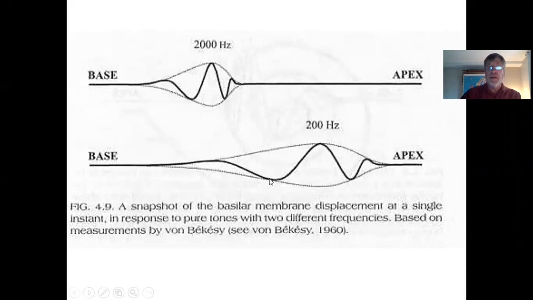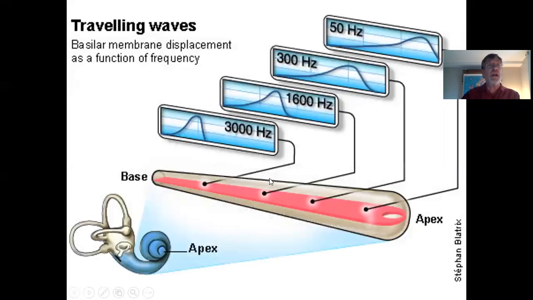Okay, let's have another shot here. Traveling waves, basilar membrane displacement as a function of frequency. Here's the cochlea. Here's the cochlea unrolled. And here's the basilar membrane. A 3,000 hertz tone will have a peak here. A 1,600 will have a peak here. 300 hertz having a peak here. 50 hertz having a peak here.